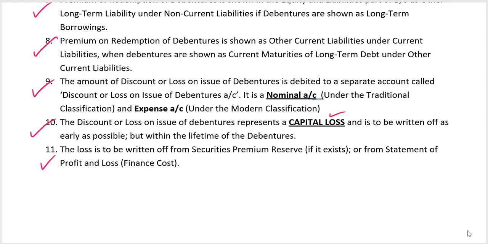So here in this video, we have learnt the format of journal entries for the issue of debentures, keeping in mind the redemption amount. In the upcoming video, we will solve example sums on the same concept.